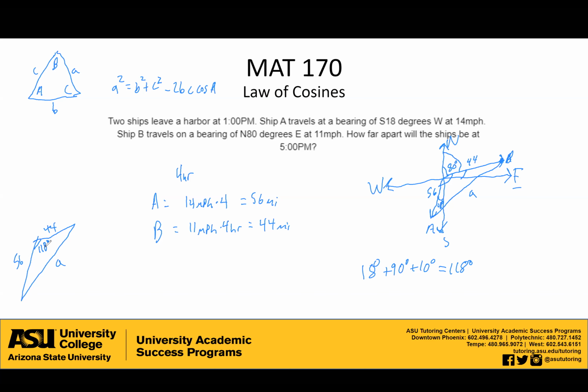Okay. Now what we can do is plug everything back into our law of cosines equation. So we're trying to find A, right? So we're going to keep that A squared. We know what our B is, right? So our B is 44 squared plus our C squared, which is 56 squared, minus 2 in parentheses our 44 times our 56, and then multiplying that with our cosine. Oh, apparently I don't know how to spell cosine. Cosine of 118.